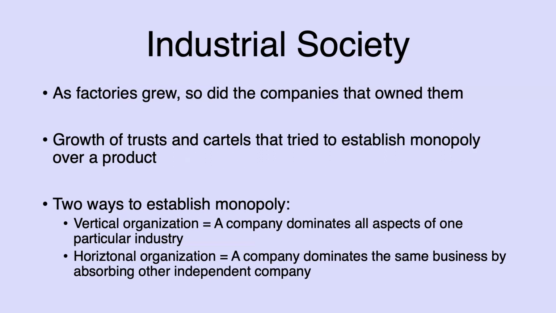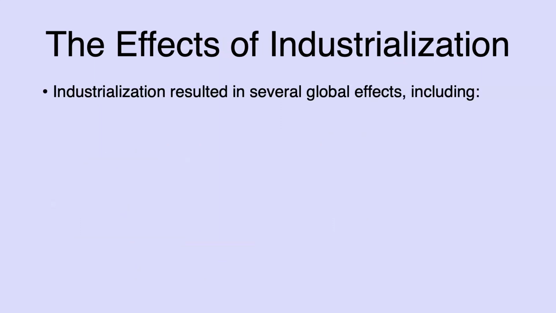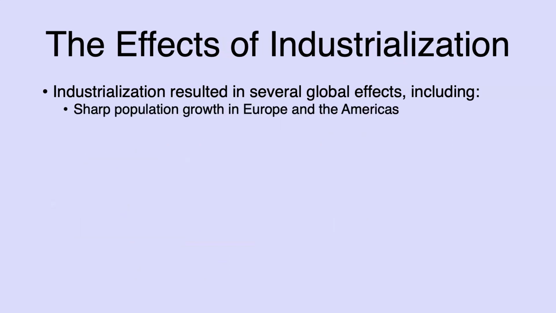So, with the establishment of monopolies, with the establishment of factory systems, there are a number of effects of industrialization that we see in everyday life, particularly on a global scale. That first one is going to be a sharp population growth in both Europe and the Americas, right? With the rise of industrialization, you're going to see the rise of urban centers. Cities are going to become bigger, factories are located in cities, there's a need for more workers, et cetera, et cetera. So there's a sharp population growth.